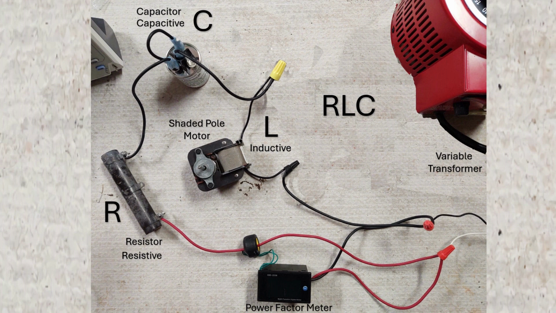However, I want to be able to easily add or remove the motor or capacitor in order to show the effects of inductance or capacitance. To do this, I'm going to add a switch in parallel with the motor and another switch in parallel with the capacitor. Let's see how this works.